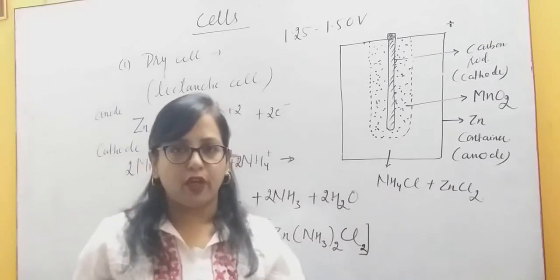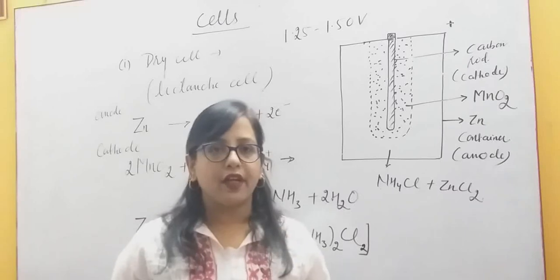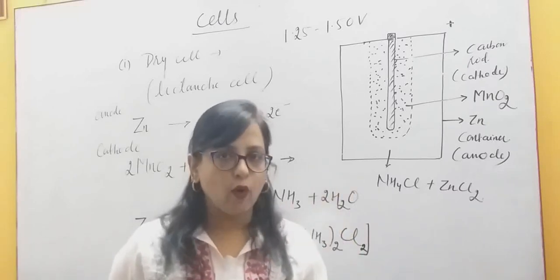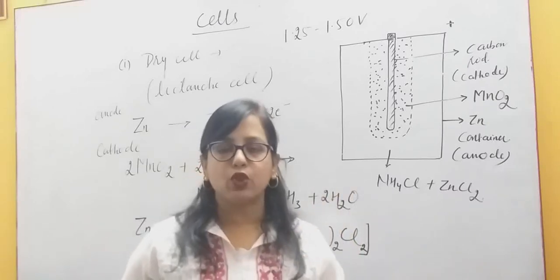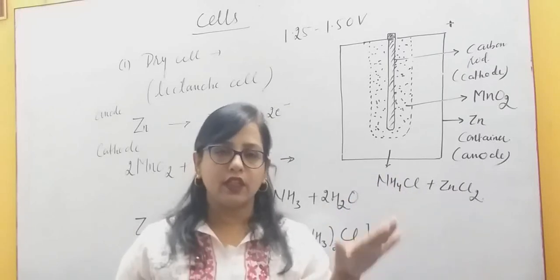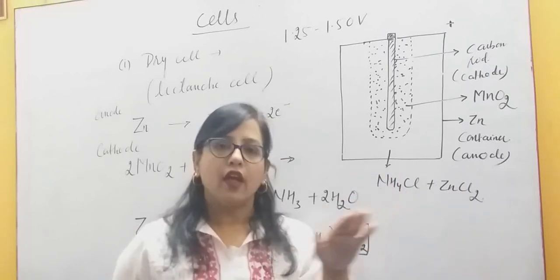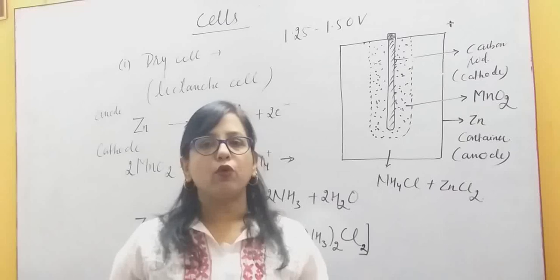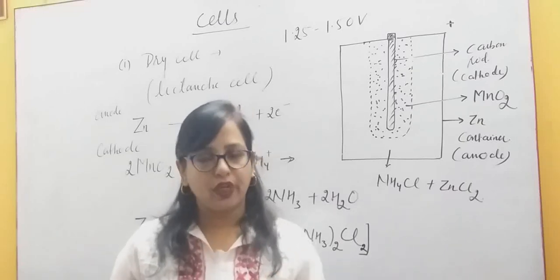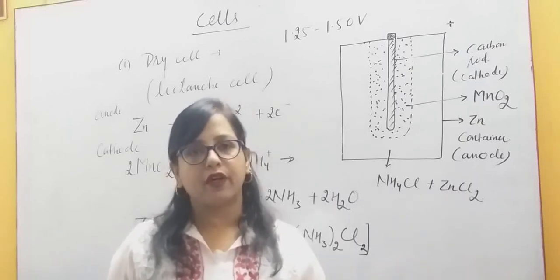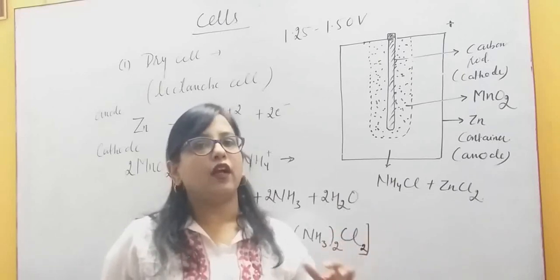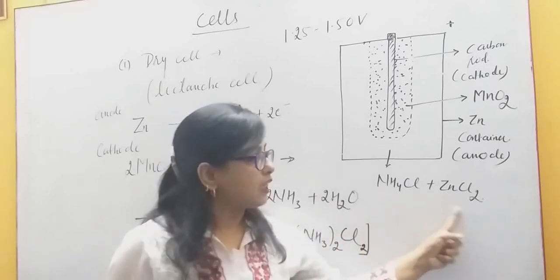I will again explain this process. Zinc container acts as anode. It is converted into Zn2+. It removes 2 electrons, and these 2 electrons are gained by MnO2. MnO2 is converted into Mn2O3, and NH4+ is converted into ammonia, and ammonia gas is bound by ZnCl2.